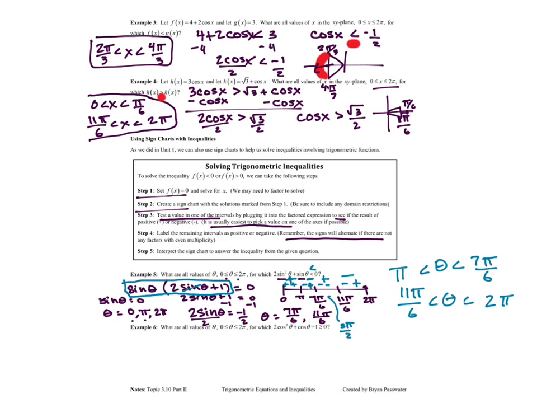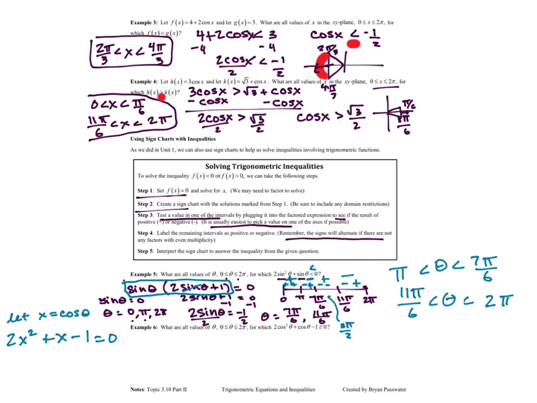Okay, here's what I did on the last one. Do you see that it's 2 cosine squared theta plus cosine theta minus 1? I swapped that out and let cosine be x. Okay, so I did a little substitution. I said let x equal cosine theta. And I rewrote it as a quadratic. This is going to be 2x squared plus x minus 1 equals 0.